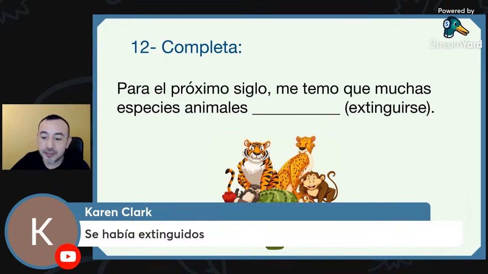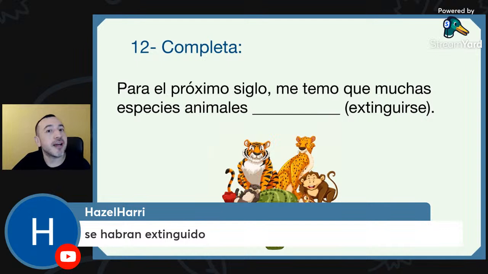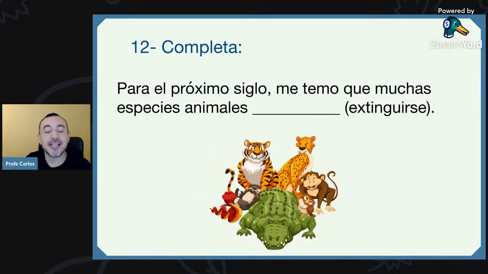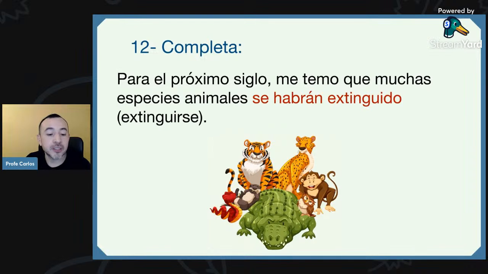Se había extinguido. And Hazel and Jim have the correct answers. Very, very good, guys. Hazel, se habrán. Jim, se habrán extinguido. That is the correct answer. So do remember that when we have reflexive verbs such as extinguirse, the pronoun goes first before the auxiliary. Se, and then the structure that you know, habrán extinguido. Nicely done. Moving on, let's go to number 13.